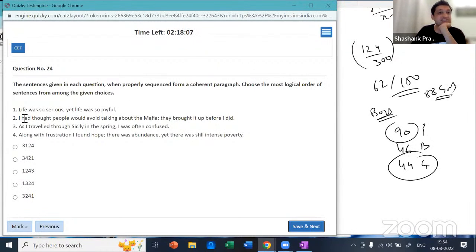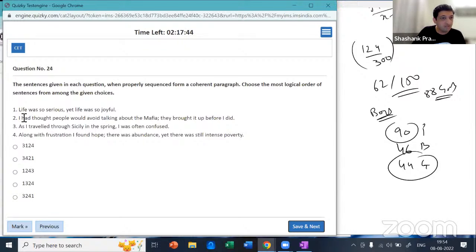Parajumble, okay, can do this. Life was so serious, yet life was so joyful. I had thought people would avoid talking about the mafia. They brought it up before I did. As I traveled through Sicily in the spring, I was often confused. This sounds to be a good starting point. Along with frustration, I found hope. There was abundance, yet there was still intense poverty. Okay, 3 seems to be a good starting point. Yeah, either 3 or 1. 1 is also okay. It's a generic statement.